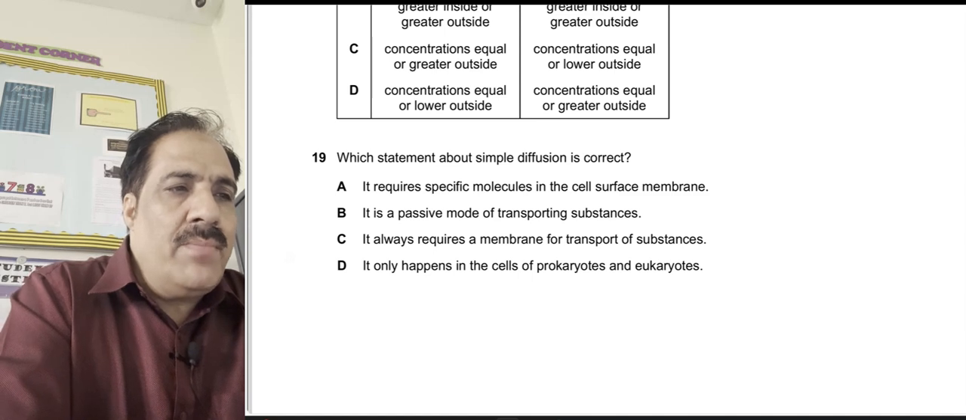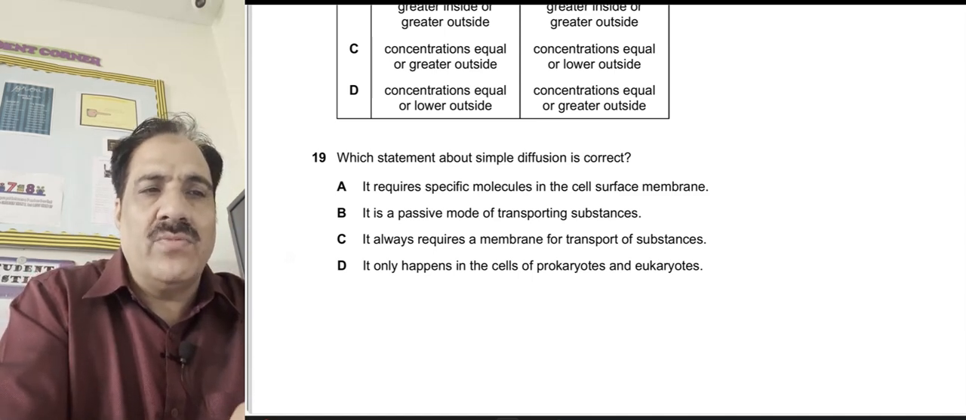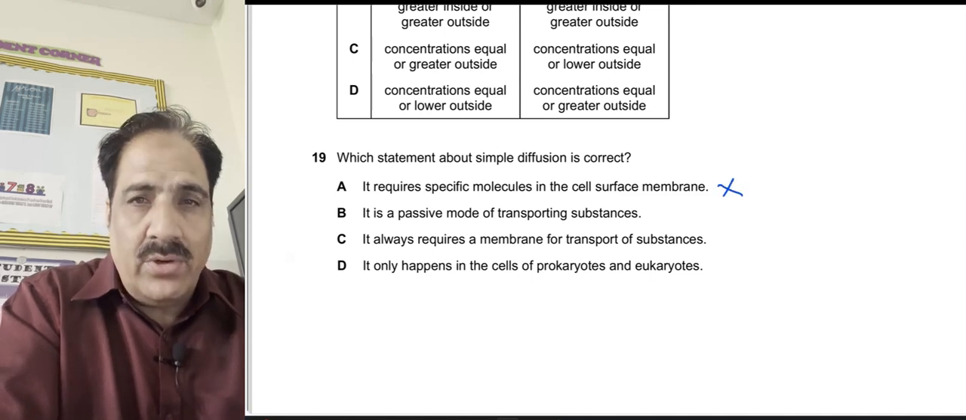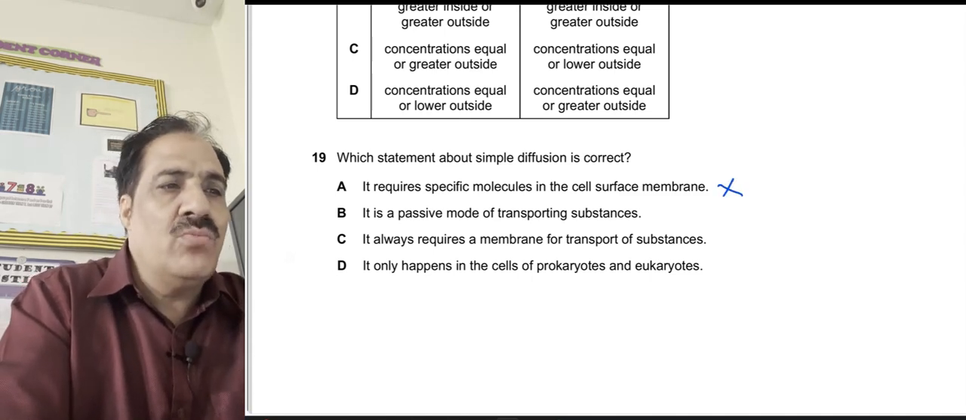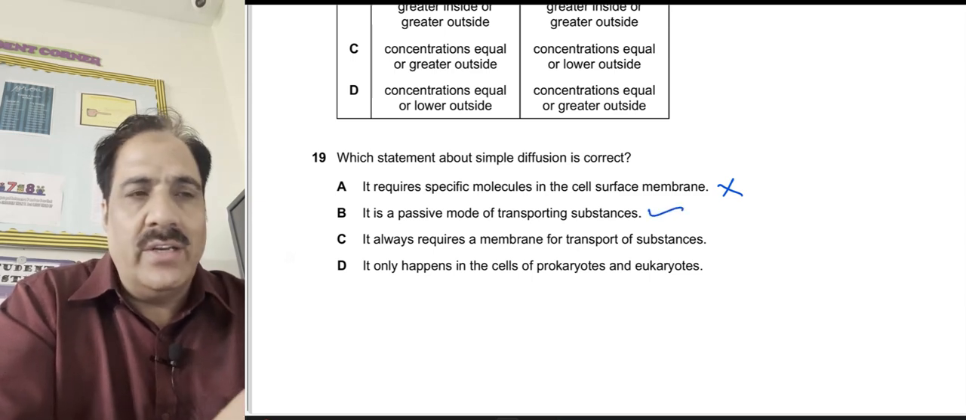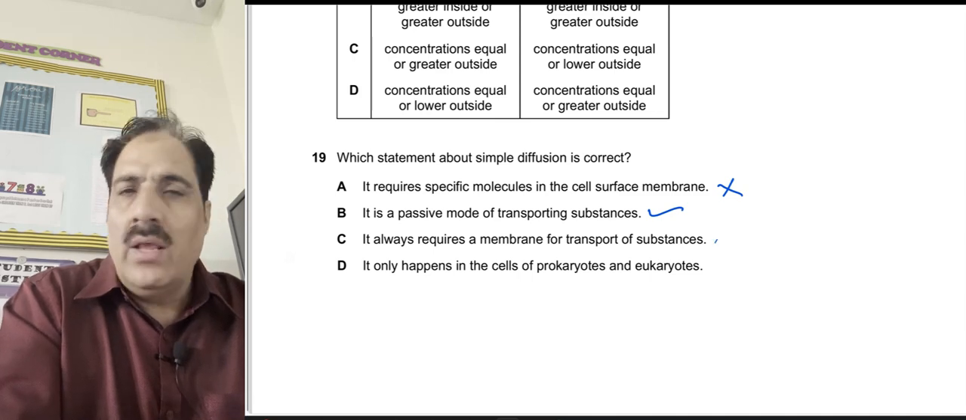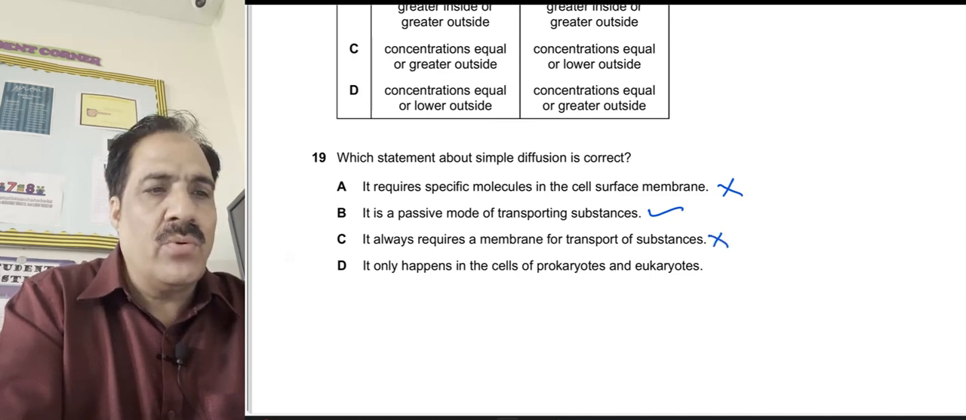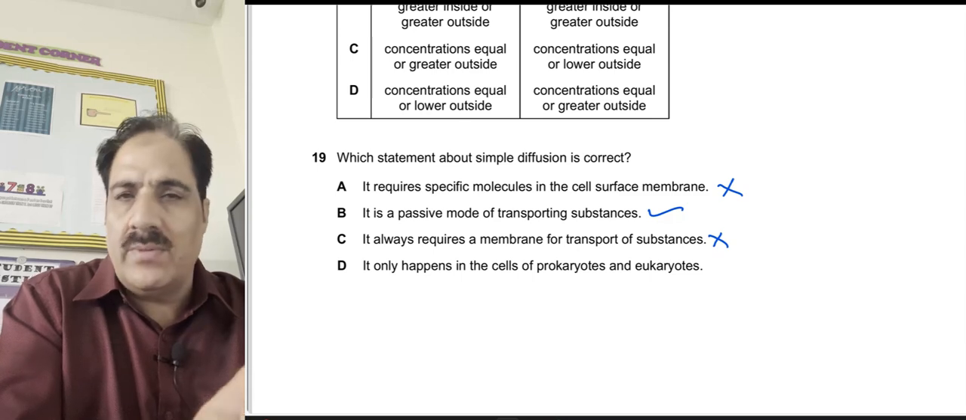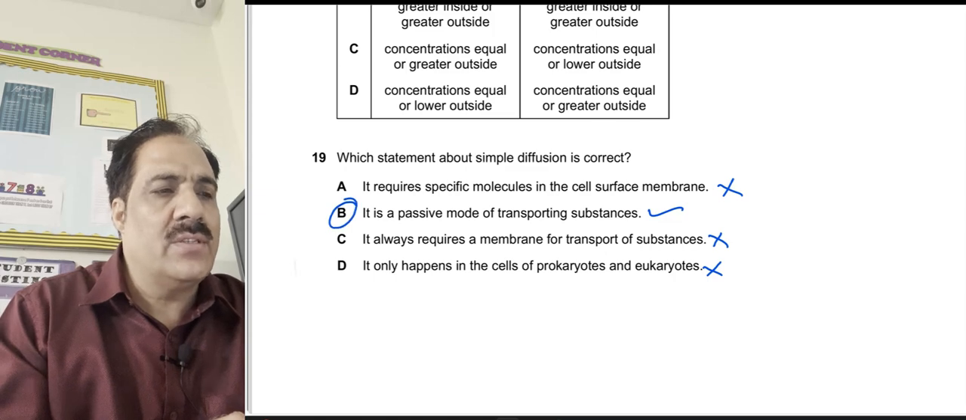This statement about simple diffusion is correct. It requires a specific molecule in the cell surface membrane? That's for facilitated diffusion, not for simple diffusion. It's a passive mode of transport of substance. Yes, exactly, this is correct because diffusion does not need any energy. It always requires a membrane, so membrane is needed for osmosis. It only happens in the cells of prokaryotes and eukaryotes? No, diffusion even takes place outside the cells as well. So it is a passive mode of transporting the substance.